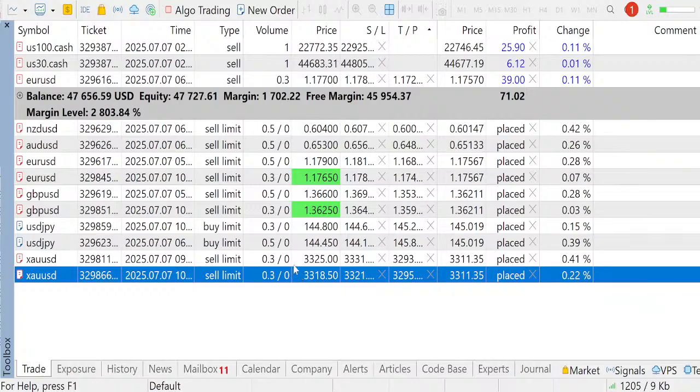Then we have another order selling at 3325, stop at 3331 and TP at 3293. So overall, I think we are still expecting the price to move lower, below 3300. So let's see how we can manage this trade. These are the trades for this adjustment and revision.